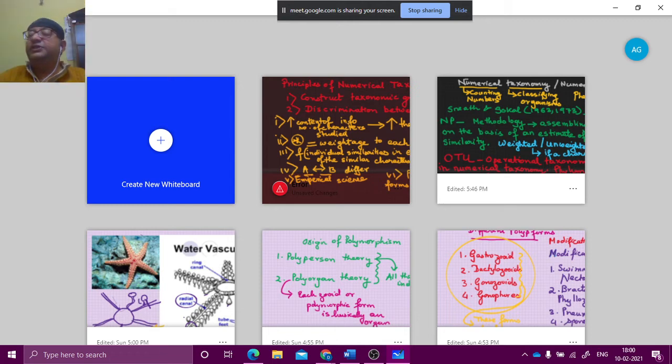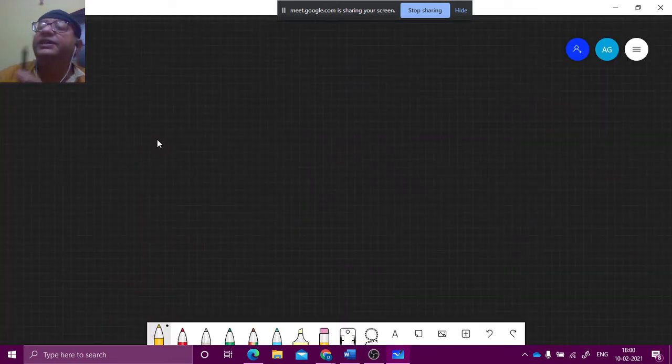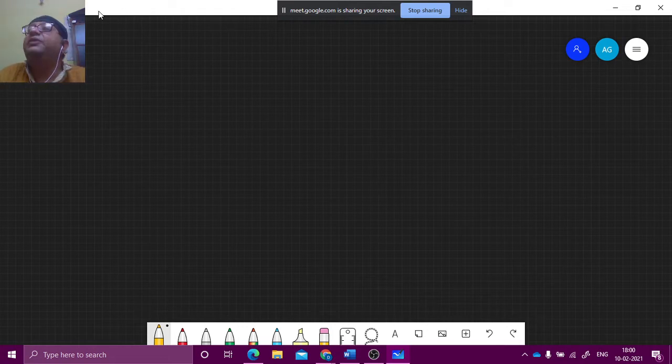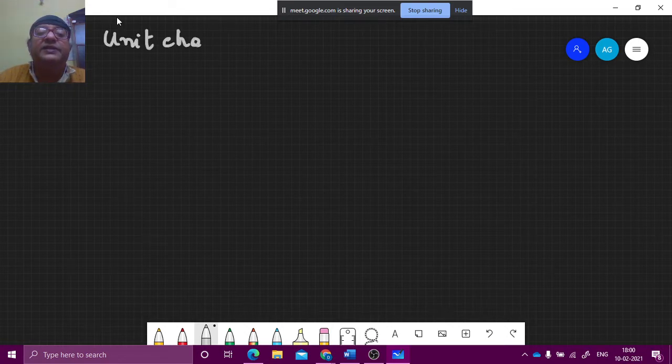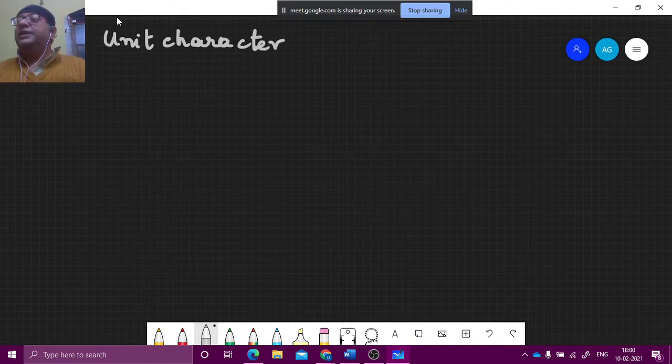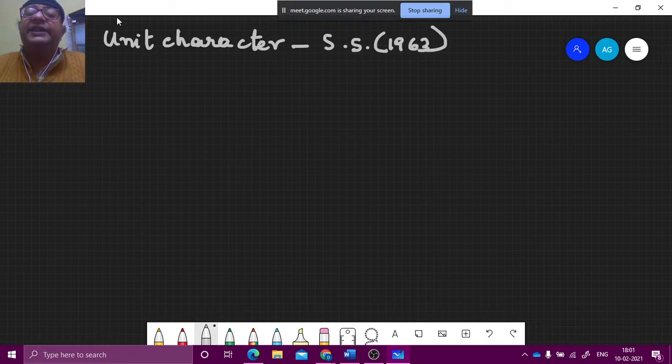First we had seen that you make a taxonomic group, and so we must understand what certain terms and definitions will come. You must understand what they are. First thing is unit characters. The same Sokal and Sneath, in 1963, had given unit characters.